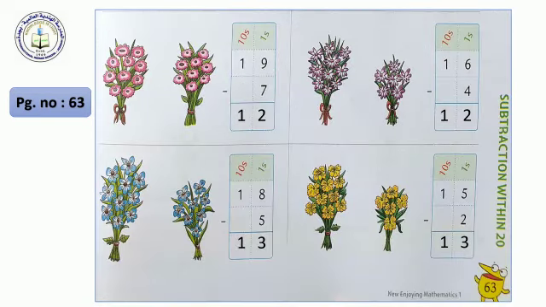Now children, try the other sums on your own and then check the answers. Remember to start from ones place. That means first you are going to subtract ones and then tens. Cross the flowers neatly and write the answers in the correct place. Children, I hope you all are getting the correct answer. Good. Let's move to next one.